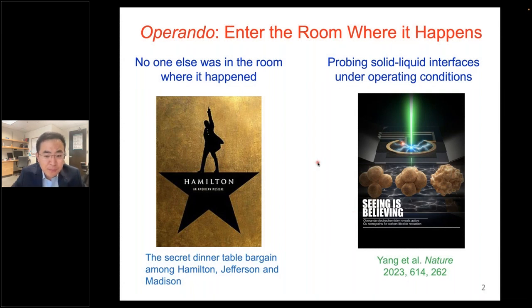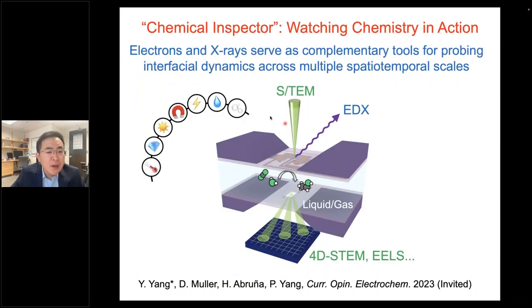So the big picture I have in mind in terms of pushing this open frontier for the chemistry and energy materials communities is that we are all chemical inspectors. The goal is to watch chemistry in action by using electrons as a probe to better understand interfacial dynamics across multiple spatial and temporal scales.